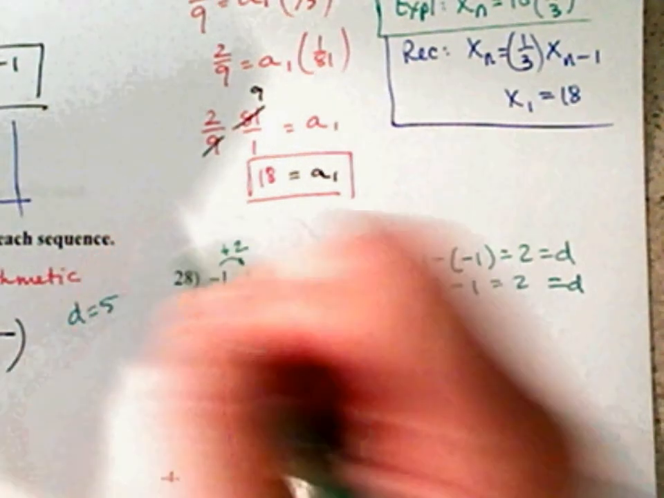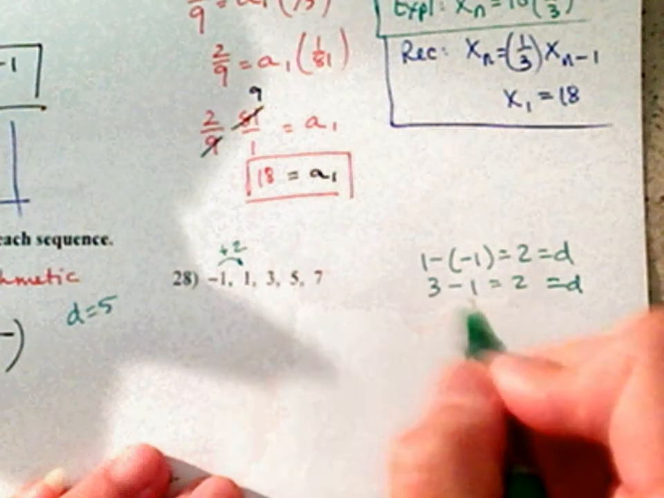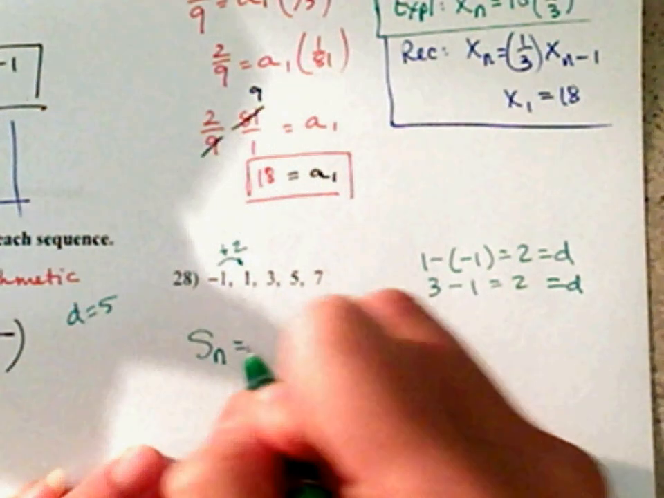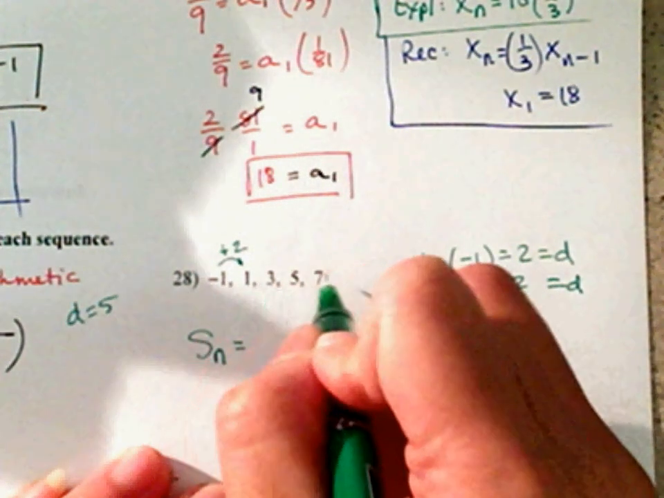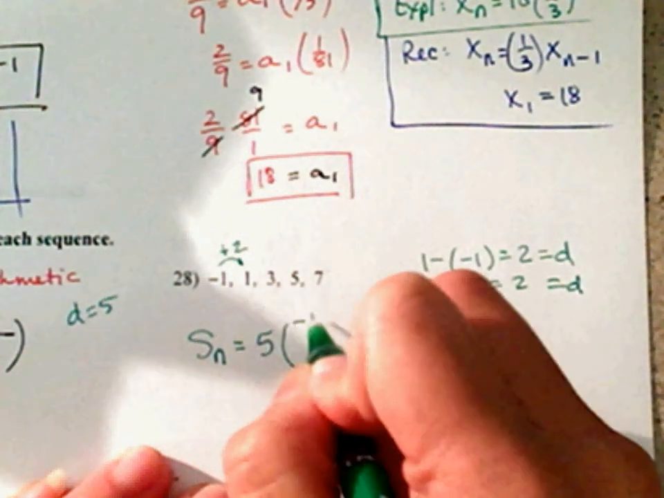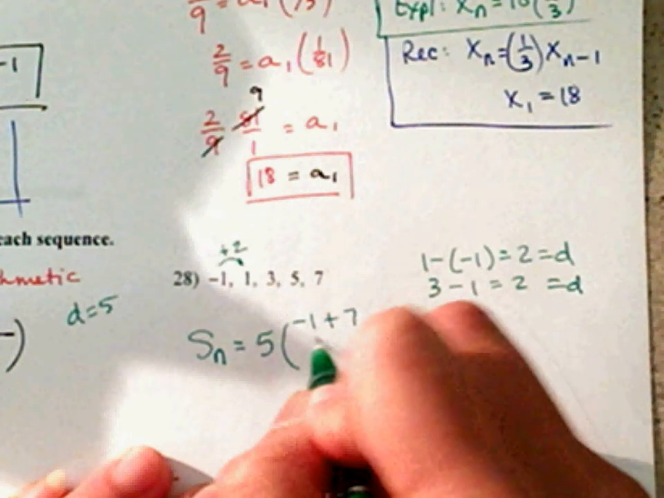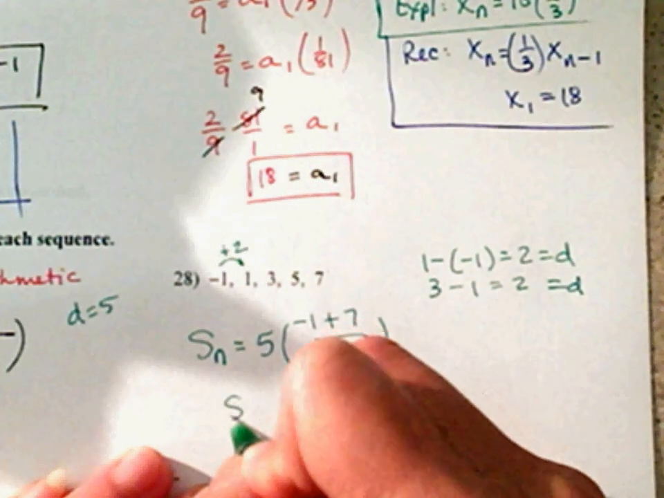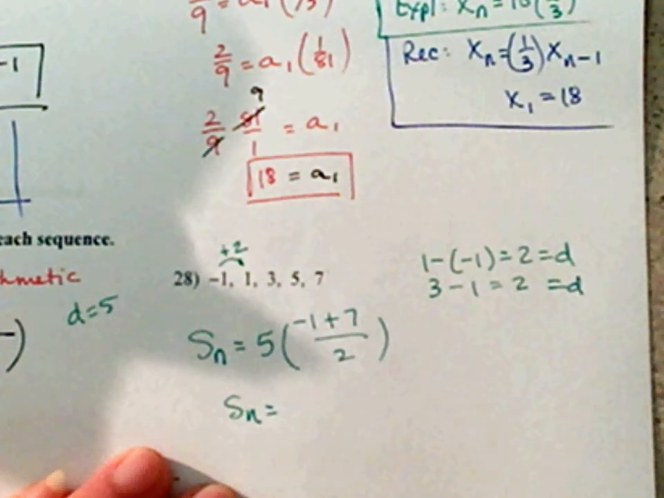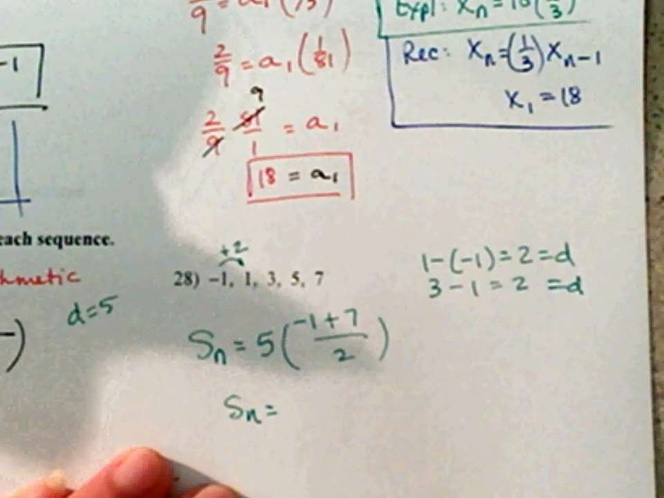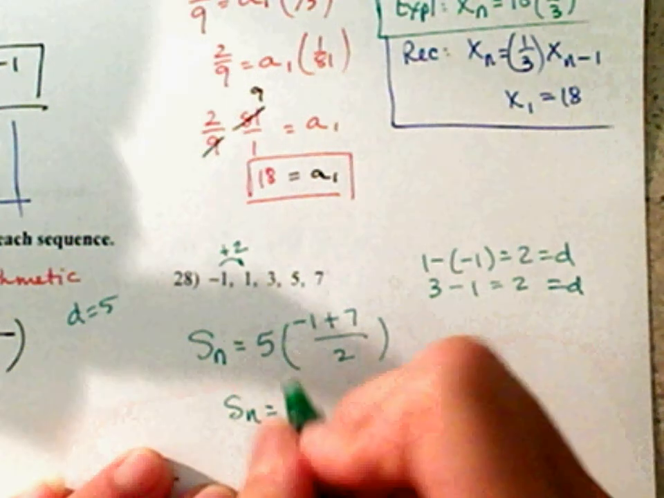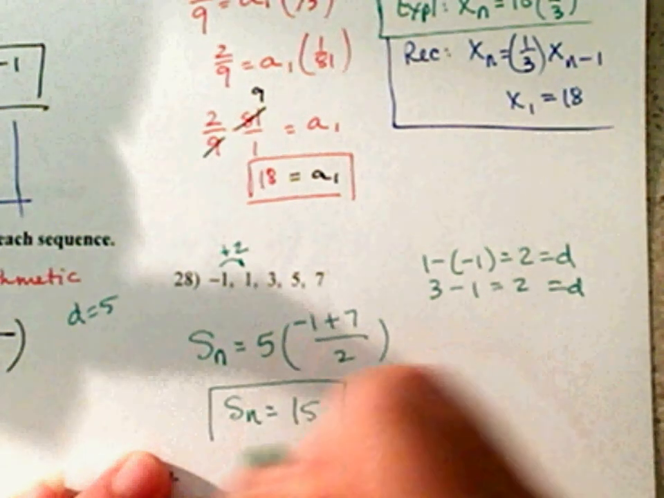All right. Now that you know that, I'm going to use my formula. S of n, 1, 2, 3, 4, 5. First term is -1, last term is 7, divide that by 2. So S of n is equal to -1 plus 7 divided by 2 times 5. Comes out to be 15. And there you have it.